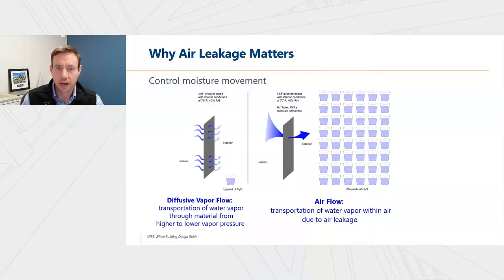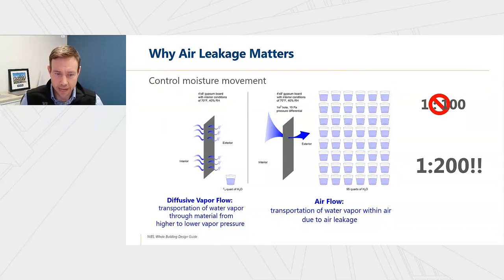Previous studies showed that air leakage flow through a small hole, such as the image on the right side of this slide, carries about 100 times the amount of water compared to vapor diffusion through this area of the material shown on the left side of the image. However, even more recent studies have shown it's actually worse than originally thought, with this airflow through this gap shown on the right side of the image actually transporting about 200 times more water than the vapor diffusion process.